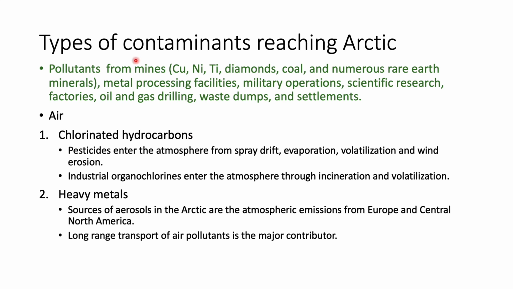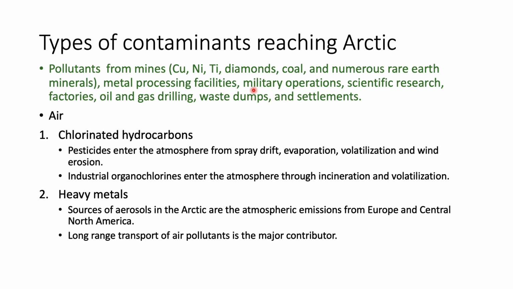And if you look at the type of contaminants, what are the different types which are reaching the Arctic region? One is pollutants from the mines, which may be metals like copper, nickel, titanium, and we also have coal and numerous rare earth minerals. And metal processing facilities also release lots of contaminants. Military operations, scientific research, factories, oil and gas drilling, waste dumps and settlements. These are all the various types of contaminants which are reaching the Arctic region.